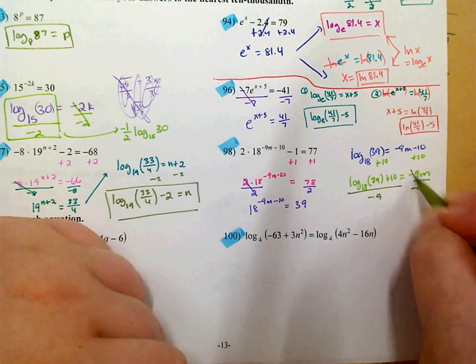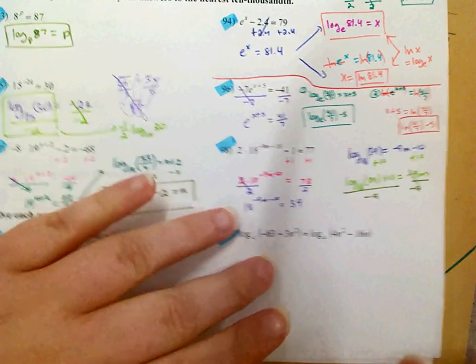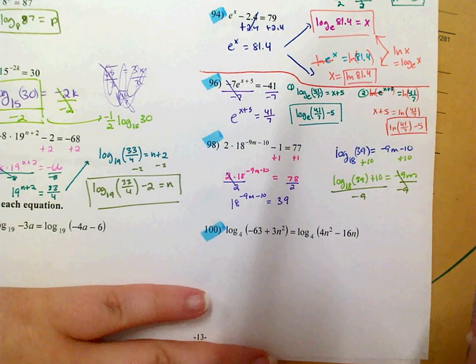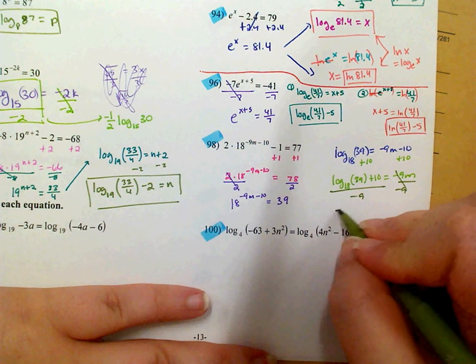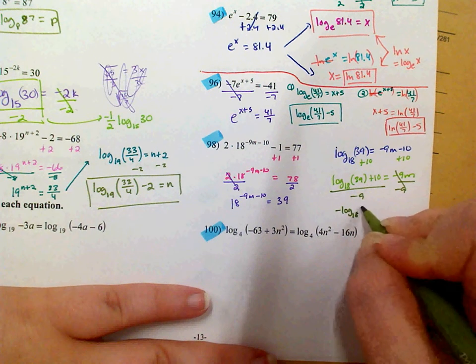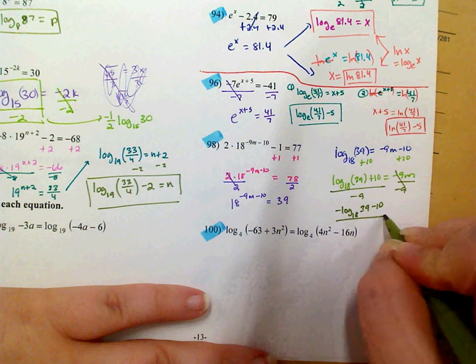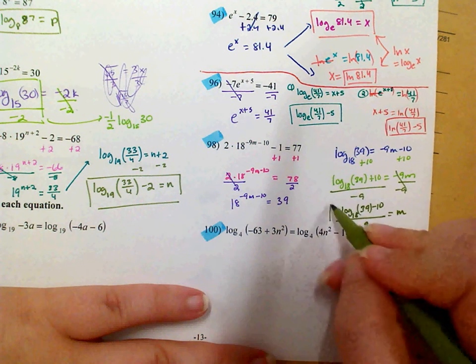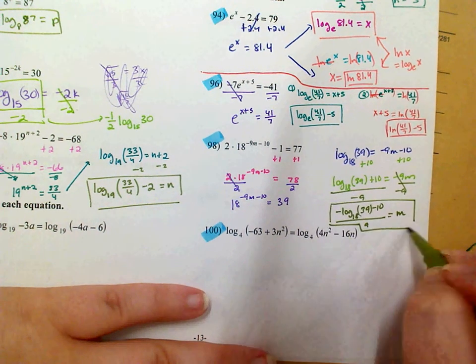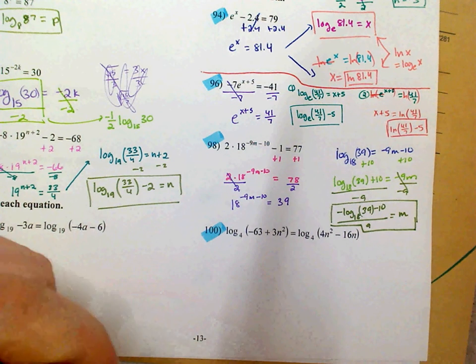And remember how I don't like negatives in the denominator? So the only thing that would do is basically change the sign of the numerator. Negative log base 18 of 39 minus 10, all divided by 9. And that would be m. Okay, and that is 91 through 98.